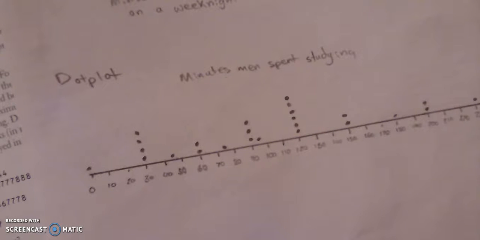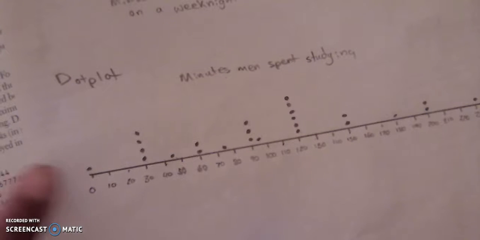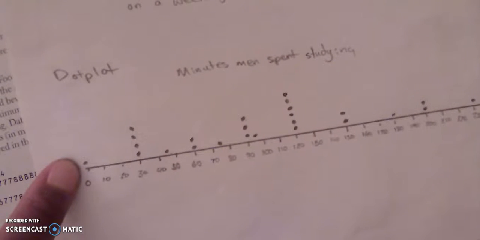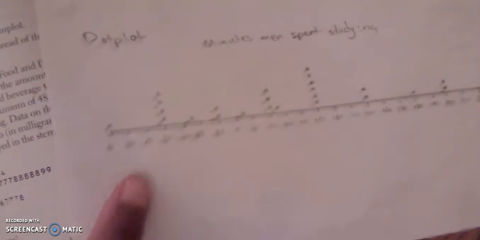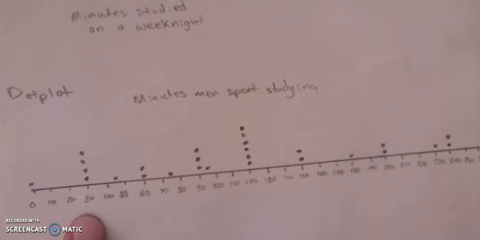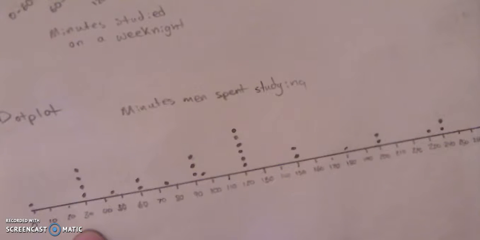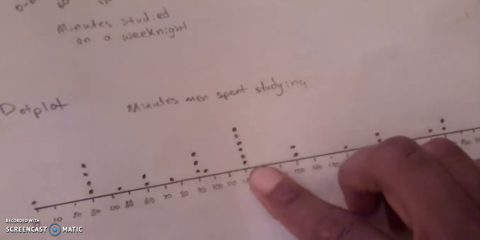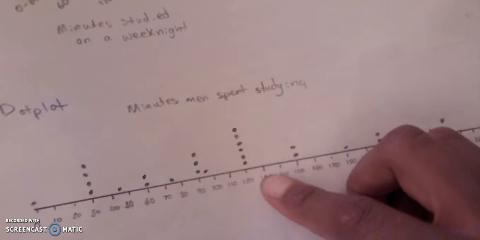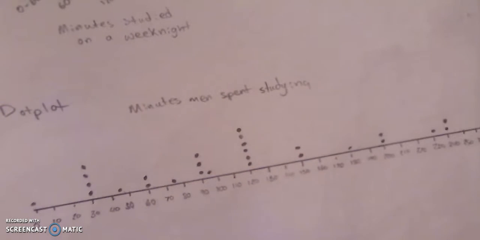Now, once I have my number line, I go through my data and I put a point or a dot over each value that I see occurring. So I can tell from this that exactly 4 individuals in the sample study 30 minutes per night, or 6 individuals from the sample study 120 minutes per night. Now, dot plots are great if you want to see individual data. I can see exactly what my responses are.